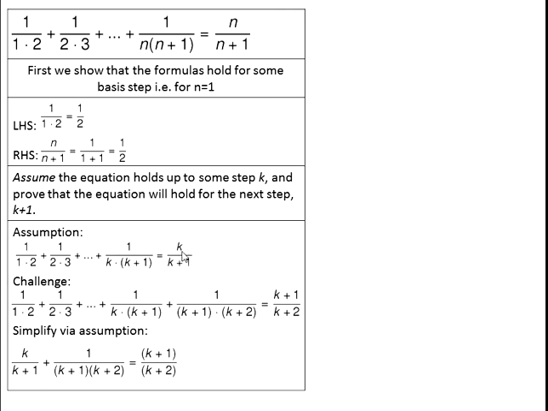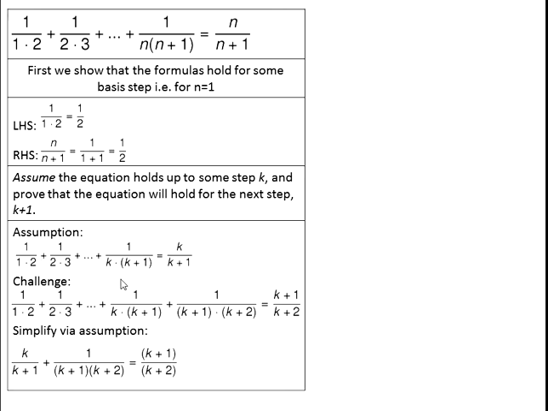And on the right-hand side, since I've added this k plus 1 term, I have to recalibrate everything. I have to kick everything up one step. So my numerator goes from being k to k plus 1. My denominator goes from being k plus 1 to k plus 2. And now I use my assumption to simplify this challenge equation that I'm trying to prove.